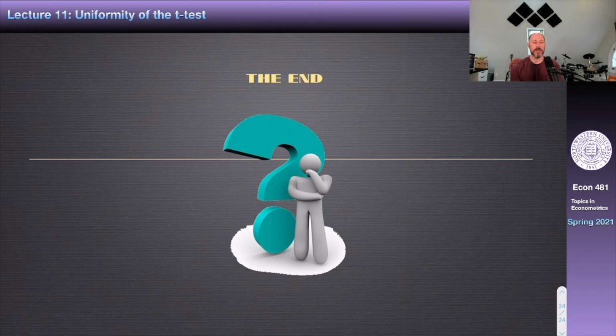Of course, when this was initially studied, it was very important. But by now, where we have a good understanding of this, nobody will question that the t-test is not uniformly valid. We understand that we need to restrict the DGPs so that we have something that works uniformly well.